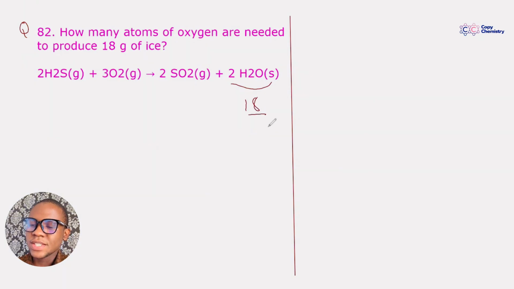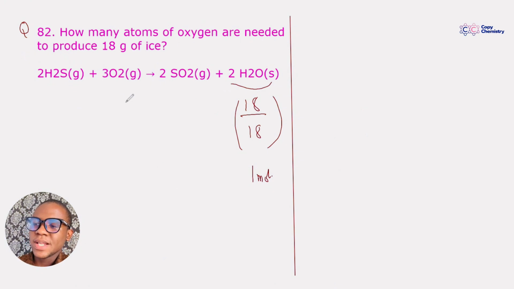So hopefully we divide this by the molar mass of water, 18, to convert it to moles. So that means that 18 grams is actually just 1 mole of water. So they're just asking us how many atoms of oxygen are needed to produce 1 mole of water.